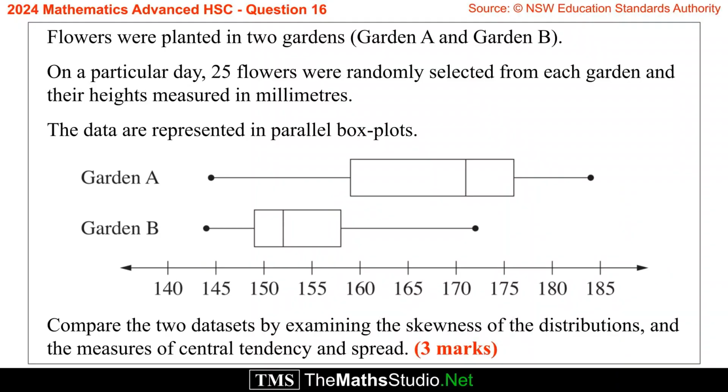Question 16. Flowers were planted in 2 gardens, Garden A and Garden B. On a particular day, 25 flowers were randomly selected from each garden and their heights measured in millimetres. The data are represented in parallel box plots. Compare the 2 data sets by examining the skewness of the distributions and the measures of central tendency and spread.